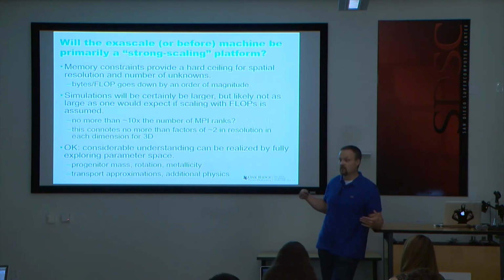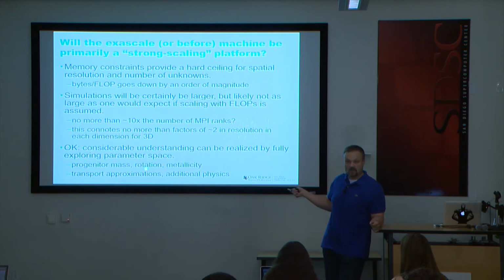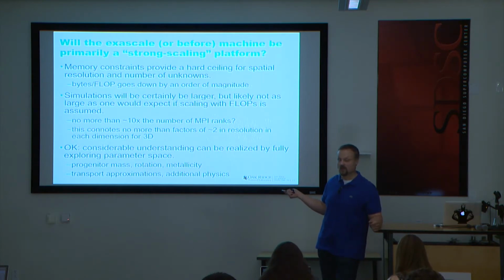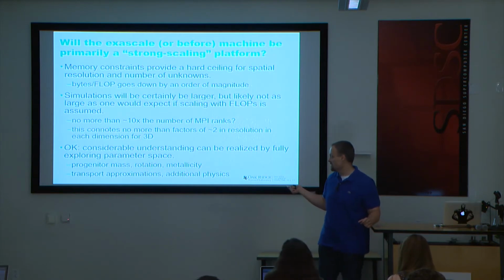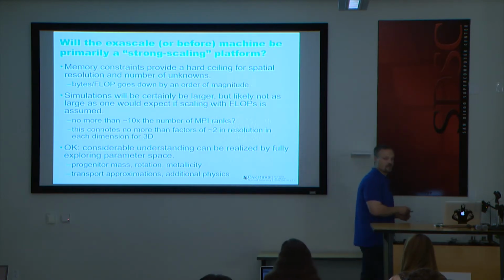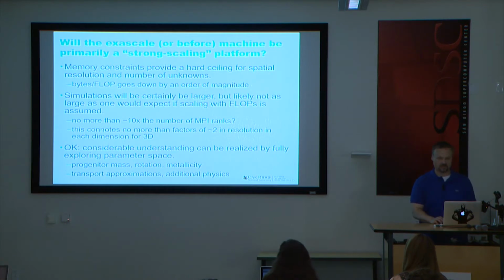That means that, for example, if you want to do hydrodynamics in 3D, you're not going to have enough memory to do resolutions that are much more than 2x in each dimension what you do today. So you're not going to be able to get fine structure that's an order of magnitude smaller than what you see today in a hydrodynamic simulation. But that's okay, because science is actually realized by exploring parameter spaces. So for our purposes, if we're modeling supernovae, we can do large ensembles spanning things like progenitor mass, rotation, initial metallicity. We can study different transport approximations and stuff like that.